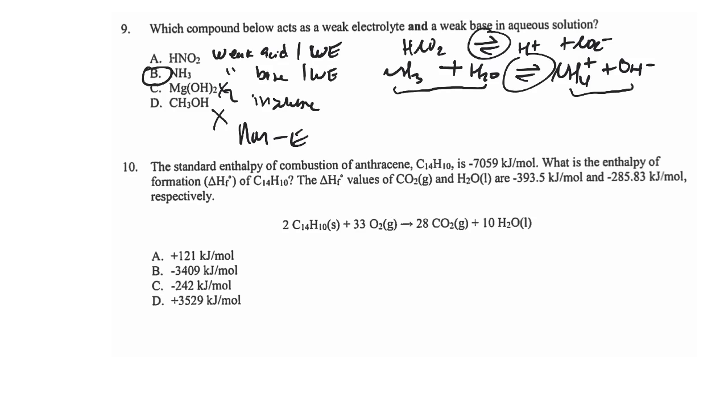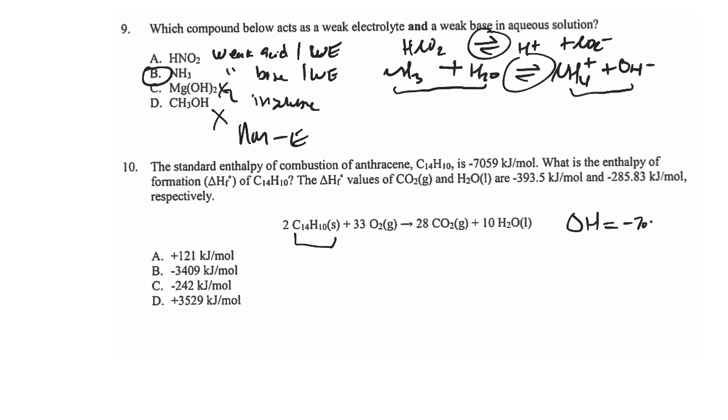So 10, the standard enthalpy of combustion of anthracene, C14H10, is minus 7059 kJ per mole. What is the enthalpy of formation of the compound? And we're given the enthalpy of formations of CO2 and water. And so the idea here is that the delta H of this reaction comes from the combustion of 2 moles of C14H10. This is the combustion reaction of the compound, all balanced out for us.